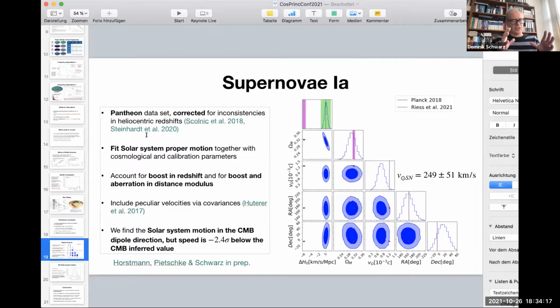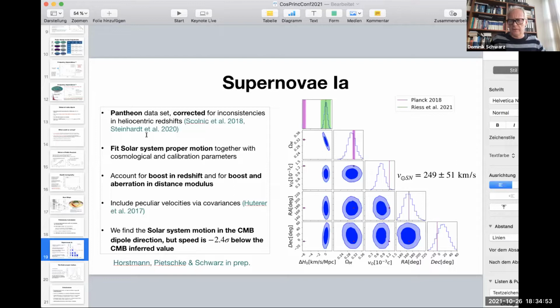We take the heliocentric redshifts and the observed magnitudes, and then fit a direction-dependent Hubble law that includes all the peculiar velocity effects. We take the peculiar velocities into account via the expected covariance, not by correcting for them, because correcting for peculiar velocities means you already assume a cosmic rest frame. And this is what we find. We will hopefully put this on the archive by the end of the week or so.